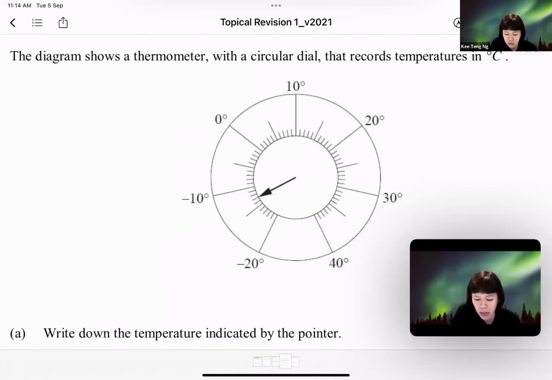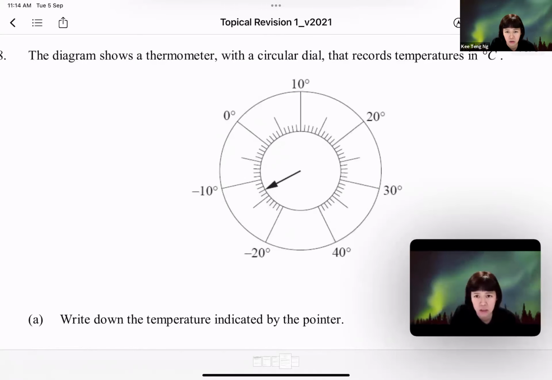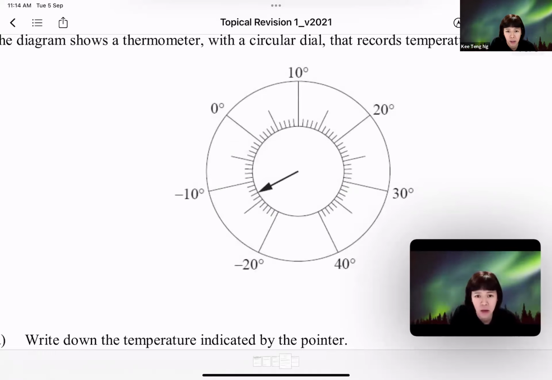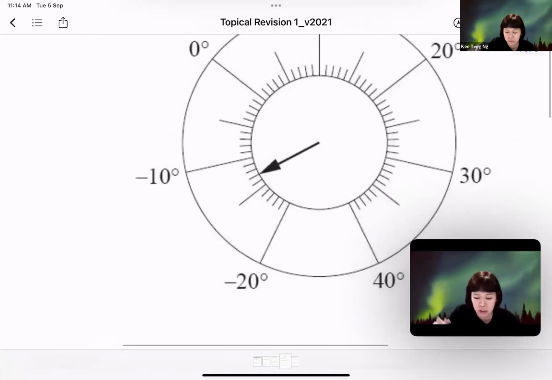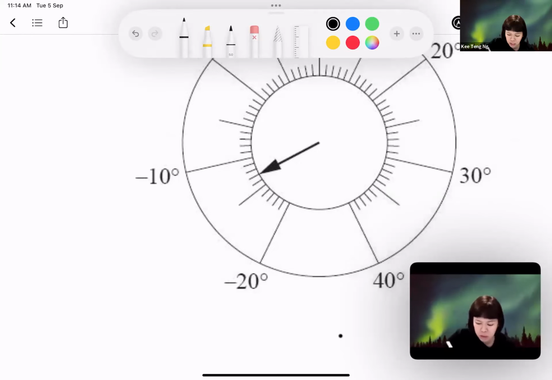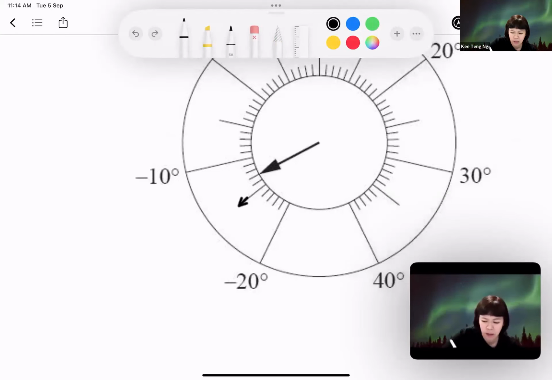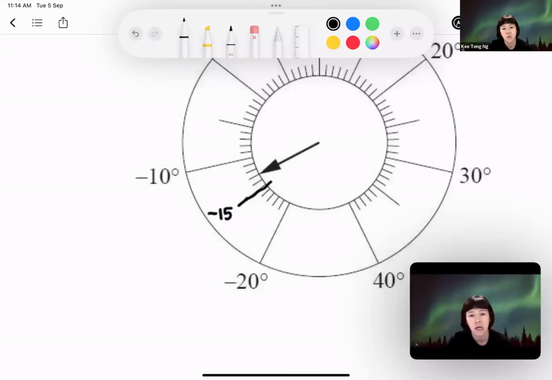This one is a dial. Okay, a circular dial and temperatures are in degrees Celsius. Okay, but let's take a look at the scale. How do I read this number indicated by the pointer? This is between -10 and -20 degrees Celsius. So this number over here, this dial itself, will be given by -10 plus -20 divided by 2. That is -30 divided by 2, -15. Okay, so how do I know?